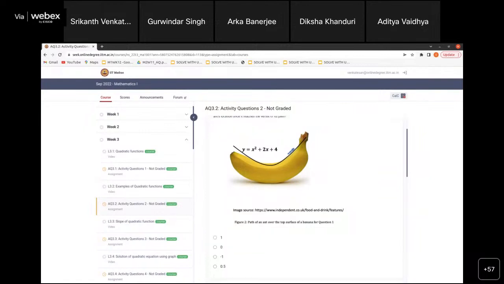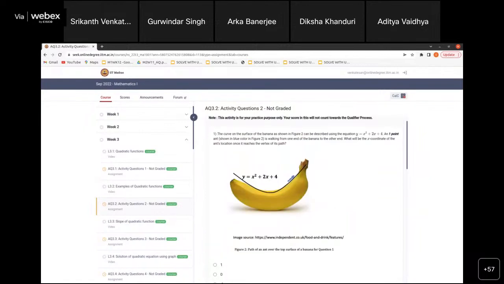Minus b by 2a. We have been asked for the x coordinate, so the x coordinate will be minus b by 2a. What will be the y coordinate? Minus D by 4a, where D is the discriminant. It is actually just substituting minus b by 2a in the function, so it is f of minus b by 2a. You will get c minus b square by 4a. Just substitute it and check.